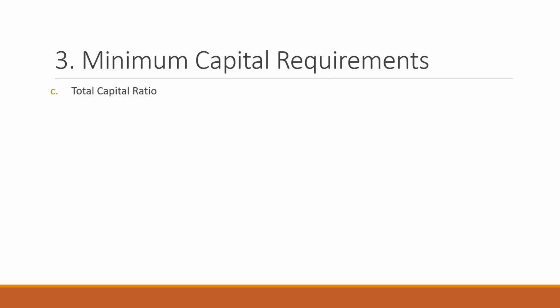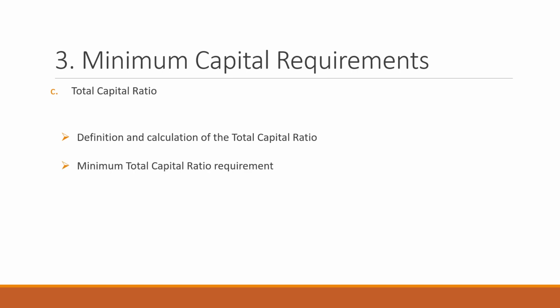Total capital ratio. The total capital ratio is a measure of a bank's overall capital position and is calculated as the sum of Tier 1 capital and Tier 2 capital divided by the bank's risk-weighted assets. The minimum total capital ratio requirement for Canadian banks is 10.5%, which includes a minimum Tier 1 capital ratio of 7%.